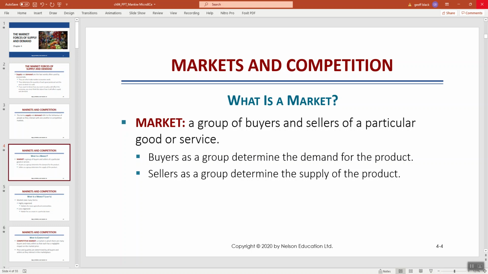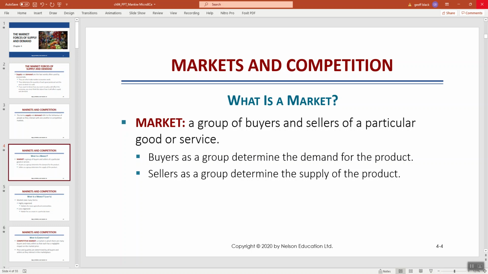So when we look at a market in this class, we're going to look at a particular good or service. So we're not going to look at the aggregate, all goods and services. We're going to focus in on one good or service. So we could look at the market for apples, right? We could have a farmer's market with a whole bunch of apple producers. Those would be the sellers. And then we'd have a whole bunch of citizens who want to buy apples. So we have a whole bunch of buyers and a whole bunch of sellers.